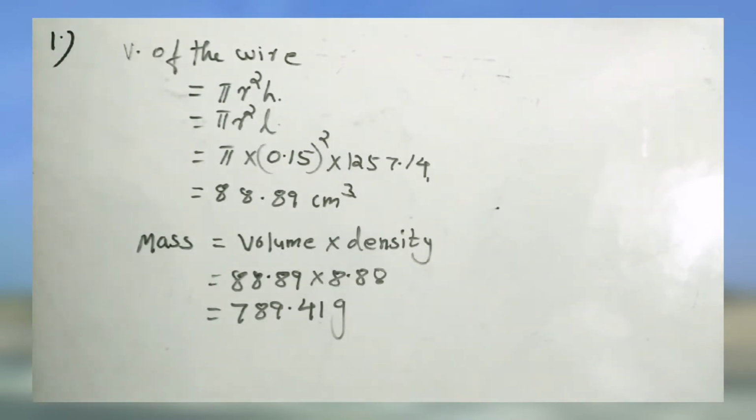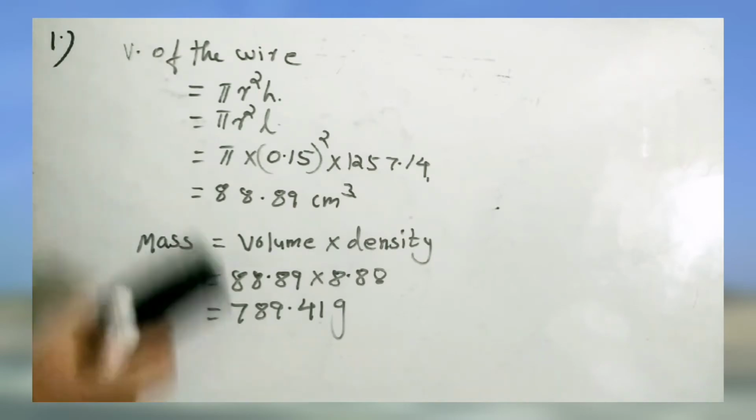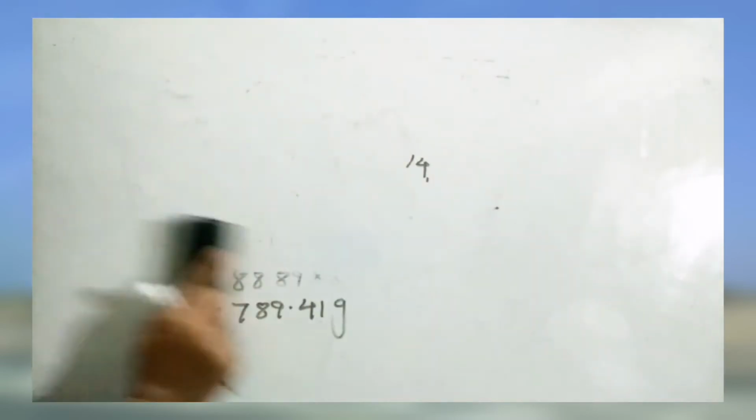Now the second question. In the second question, we have a right triangle whose sides other than the hypotenuse are 3 centimeter and 4 centimeter. It is given in the question. It is made to revolve about its hypotenuse. Find the volume and the surface area of the double cone so formed.